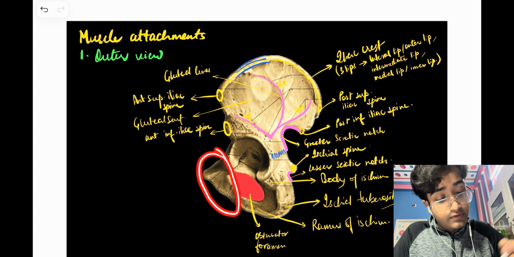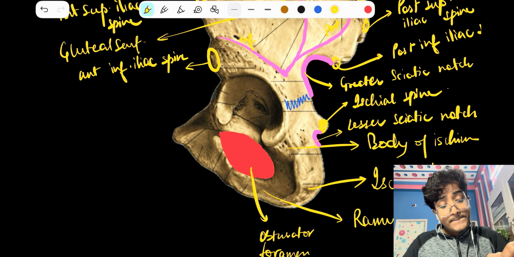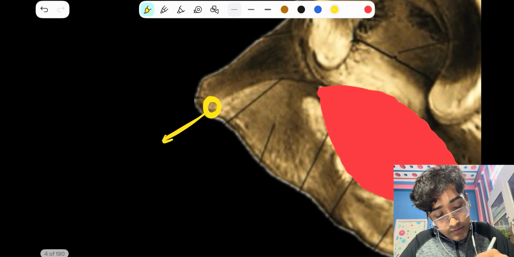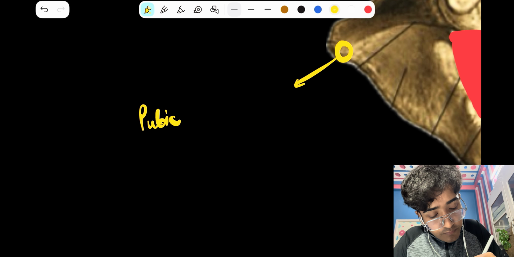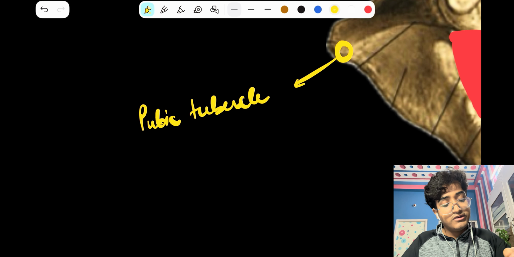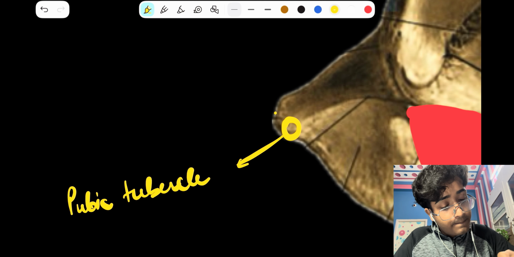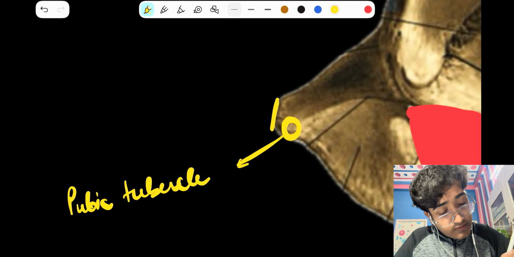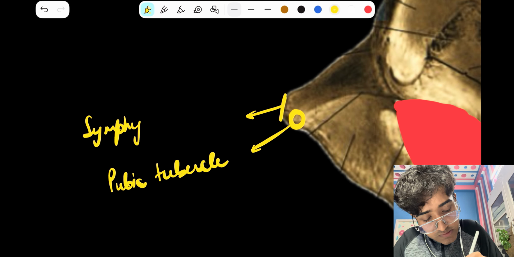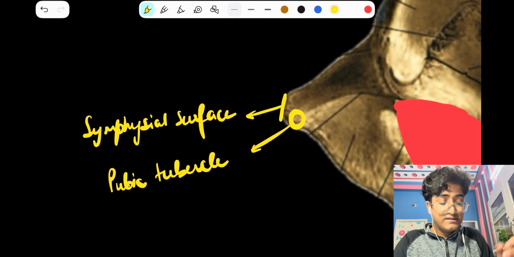Next, we'll have a look at the pubis bone. There is a tubercle here which is known as the pubic tubercle. The pubic tubercle gives attachment to the inguinal ligament. Another surface is present here, like this. This is known as the symphyseal surface.